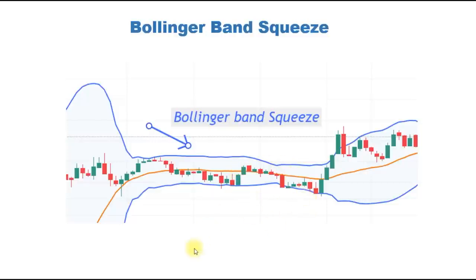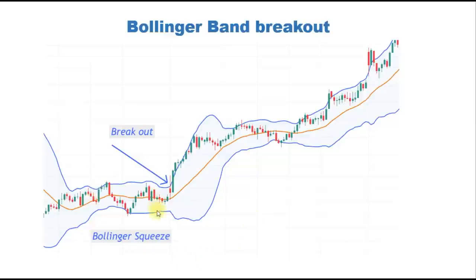We cannot see any uptrend or any downtrend when the price is in the skews. That is when the Bollinger Band is getting skewed. After Bollinger Band skews, two things can happen. One is Bollinger Band breakout and the second is the Bollinger Band breakdown. After the skew, we can see here there is a breakout. Breakout means price is breaking the resistance level and price is moving up. This is called Bollinger Band breakout.